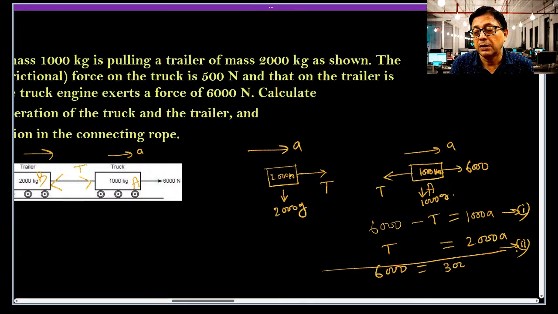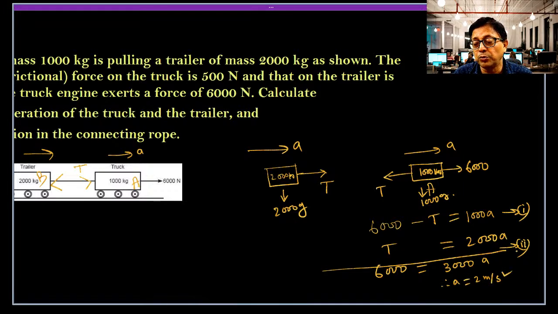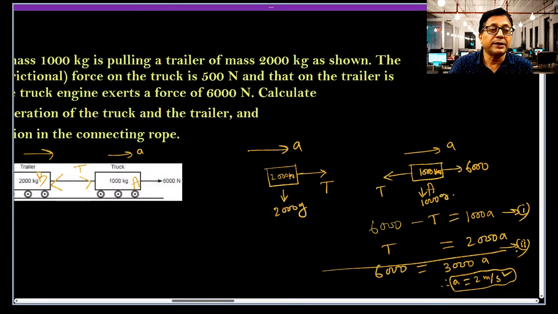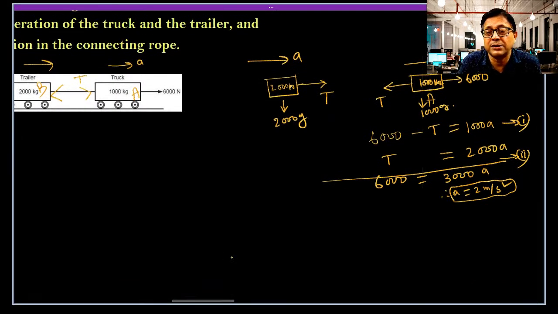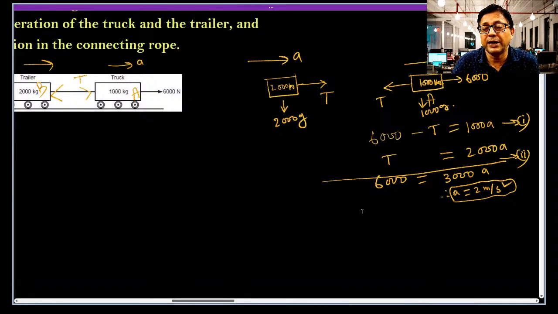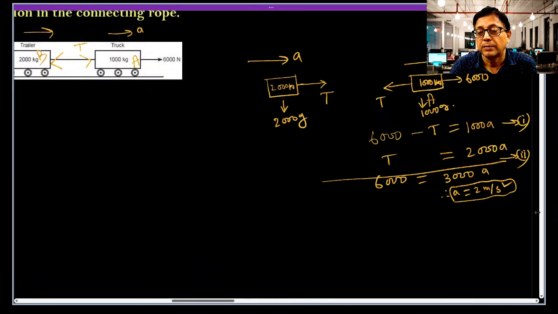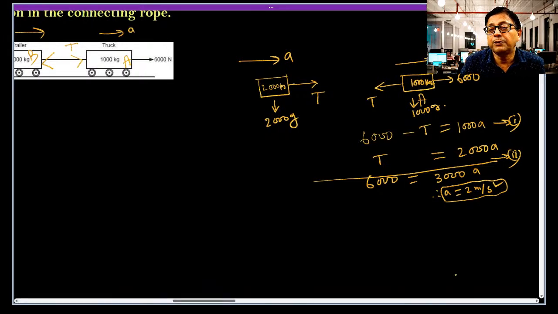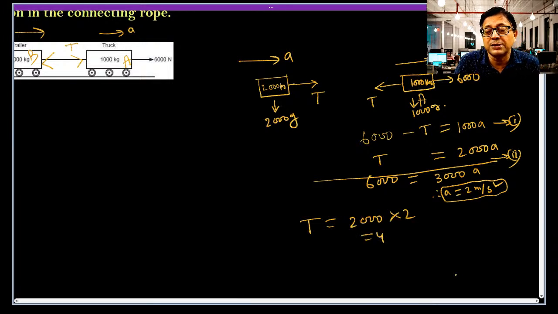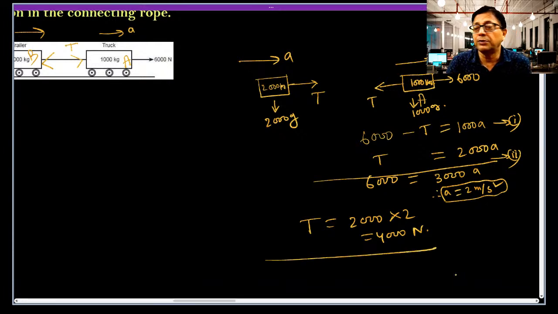Now just add these two. 6000 will be 3000 A. So A will be 2 meter per second square. Isn't it? So acceleration you got. Tension in the connecting wire is how much? T will be how much? Tell. You put A over there. 2000 into 2, that is 4000 Newton. Understand? So whenever you are answering a descriptive paper, you need to draw the free body diagram in this manner and write the equations of motion.